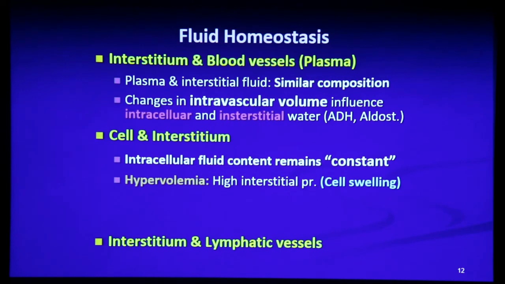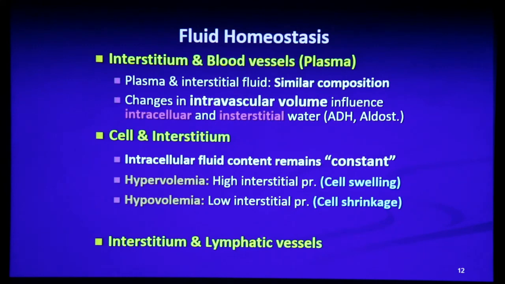But what happens to the cell? In hypervolemia, you will find there is higher interstitial pressures, and that can lead to cellular swellings. But in hypovolemia, the interstitial pressures are likely to fall down, and that will lead to cell shrinkage. There is another condition where cells are likely to swell. Specifically, when the plasma membrane is injured, then everything goes inside the cell and swells it up.